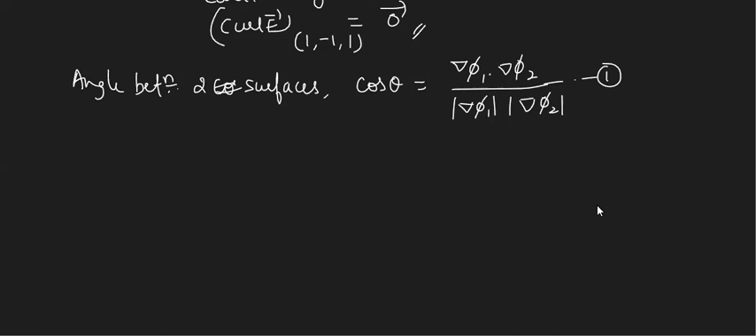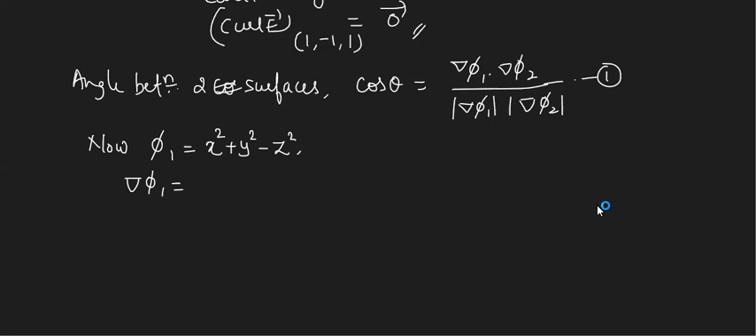For that, we need to take what is phi 1. From the first given surface, you should take the terms containing only x, y, z. That is my phi 1. Tell me then, what is phi 1 for the first surface? x square plus y square minus z square. Yes. Let us find del phi 1.